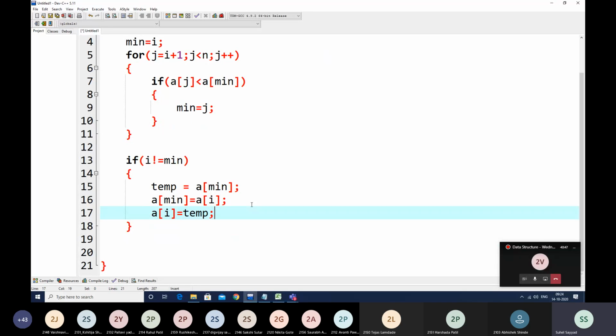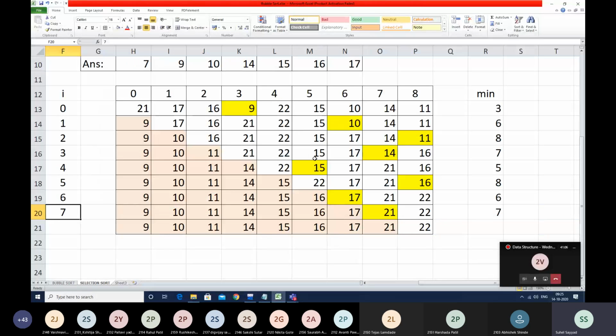Now this swap will only happen between A of min and A of I if the value of I and min are different. So when you come to the iteration which I was explaining, where the value of min is 6 and the value of I is 6, 6 not equal to 6, this condition will fail, so those swap statements will not be executed. This completes our logic for selection sort. Did you understand, students?